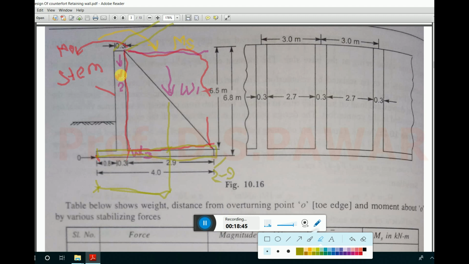In a similar way we have to calculate the moment for W2 and W3. For W2 again we consider volume into density. The height here is 6.5, the width is 0.3, and the density is 25.